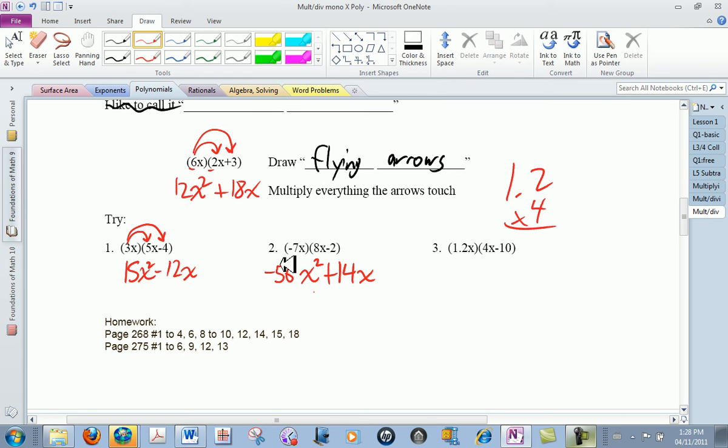Sure, Maddie, go for it. 4.8x squared minus 12x. Good. Okay. How many people got all 3 right? Hands up. All right. Now, I got something for you.